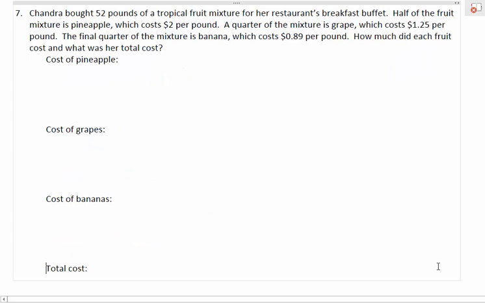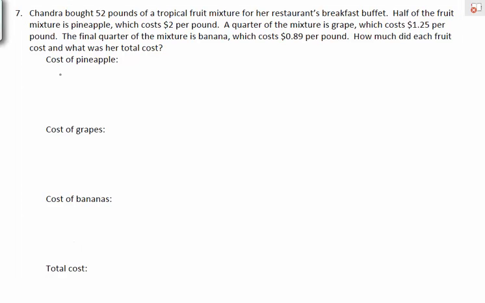Number 7. Chandra bought 52 pounds of a tropical fruit mixture for her restaurant's breakfast buffet. Half of the fruit mixture is pineapple, which costs $2 per pound. A quarter of the mixture is grape, which costs $1.25 per pound. And the final quarter of the mixture is banana, which costs 89 cents per pound. How much did each fruit cost, and what was her total cost?